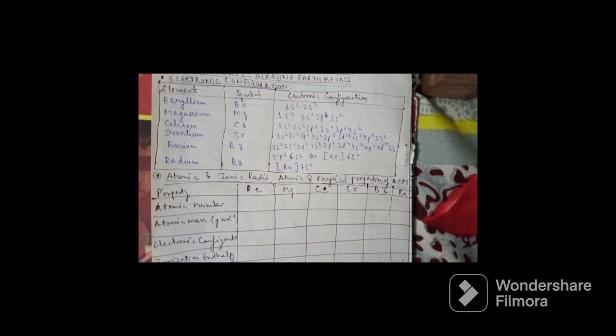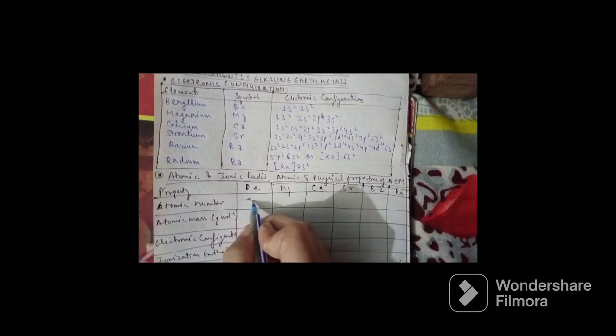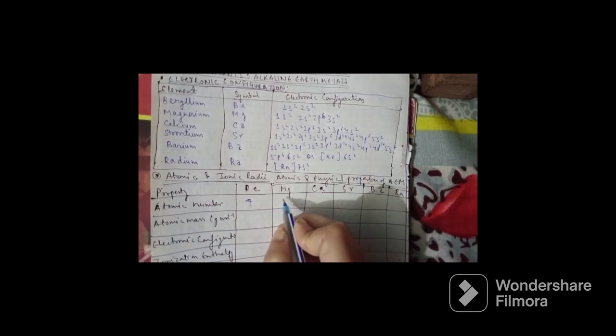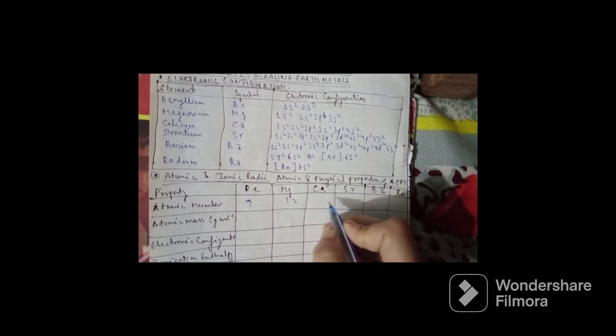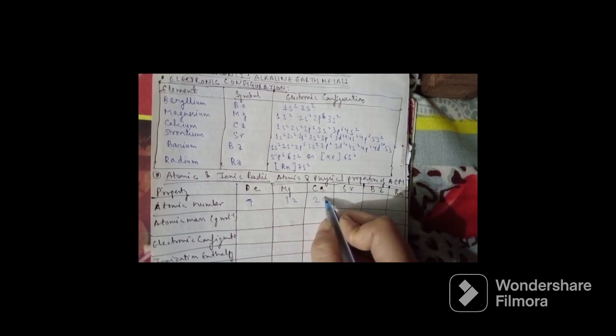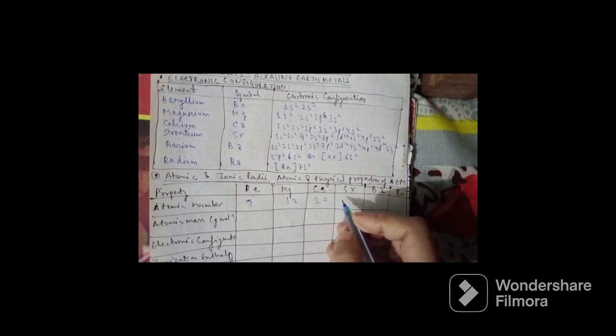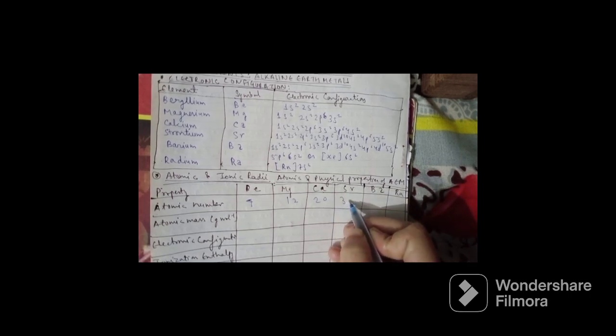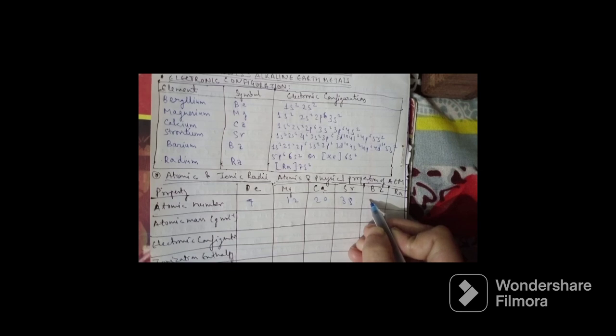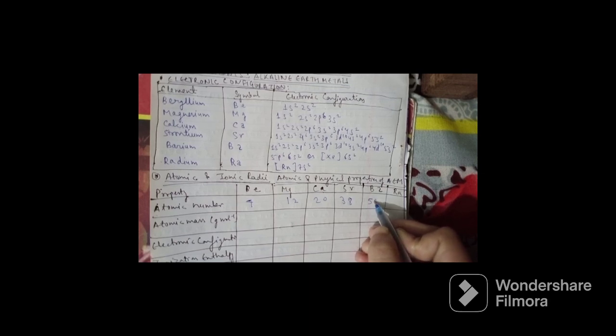Then further we have another one. First we complete this and then we'll continue with the next. The atomic number of beryllium is 4, magnesium is 12, calcium is 20, strontium is 38, barium is 56, and radium is 88.